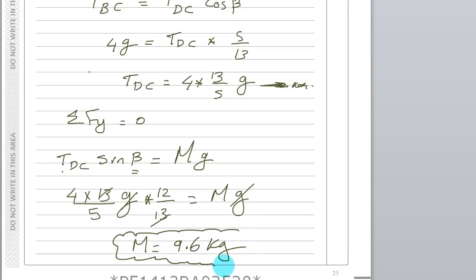This is the mass at point C, and this is the last question in this exam. Good luck. Bye.